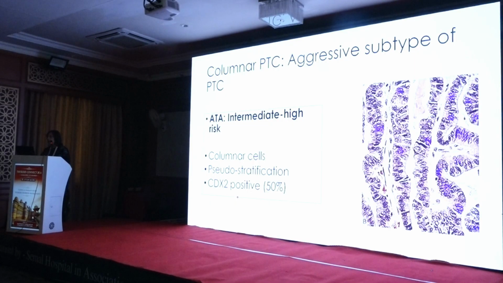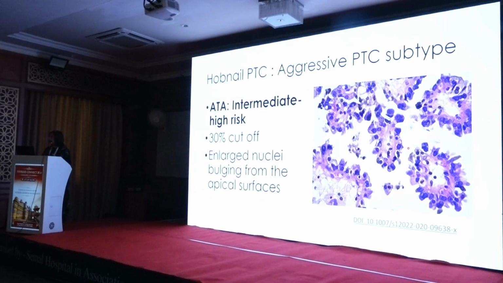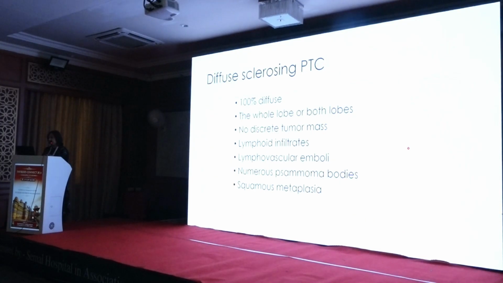The other aggressive subtype, which is very uncommon, is the columnar subtype, that again the pathologist has to identify. And this looks less like PTC, it looks more like colonic tumors. And this is also aggressive, and it has a 30% cutoff, intermediate high risk.